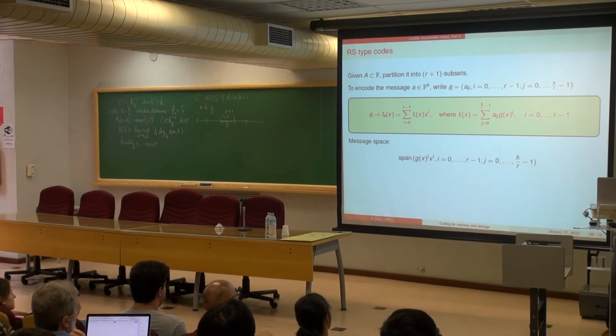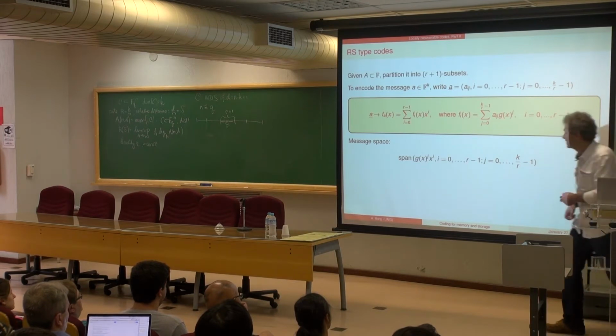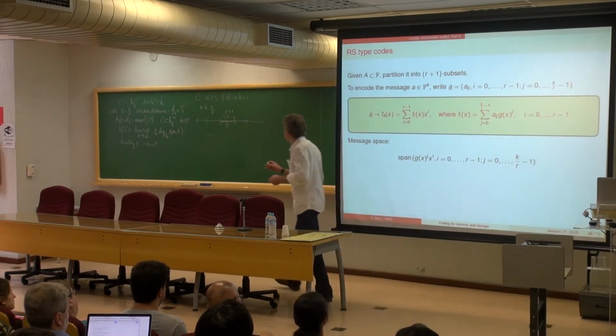And as a remark, the message space now can be thought of as, oh yes, what is g? g is a polynomial that made sense in this construction, g of x.